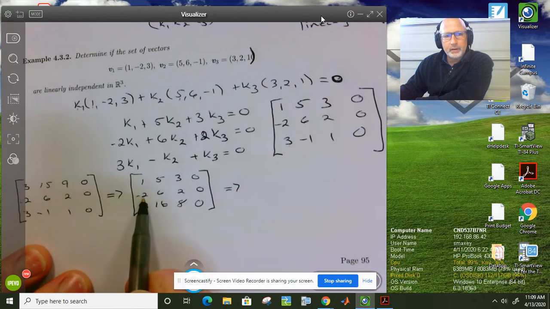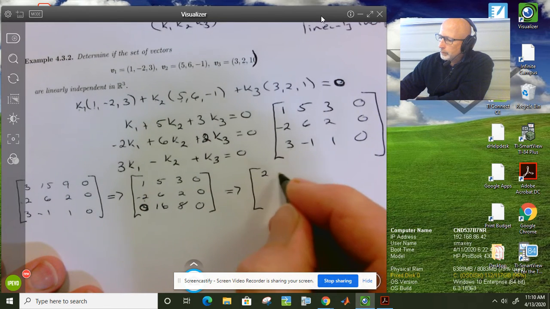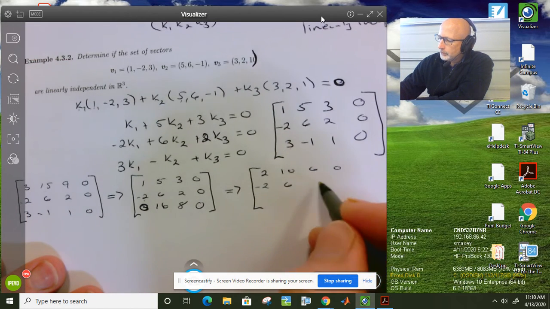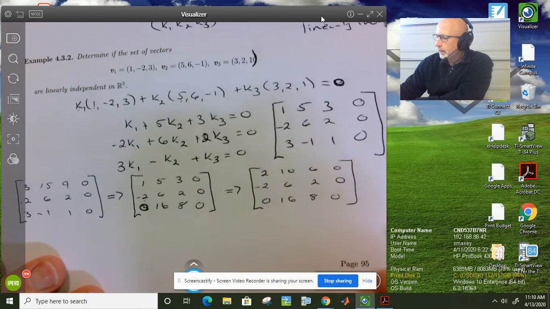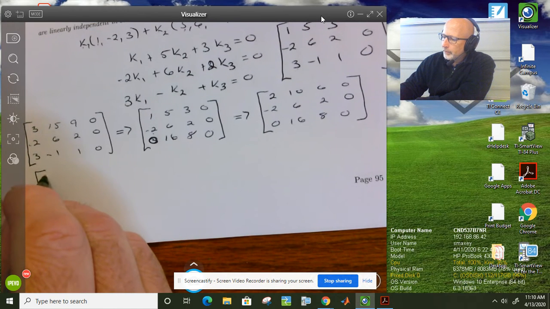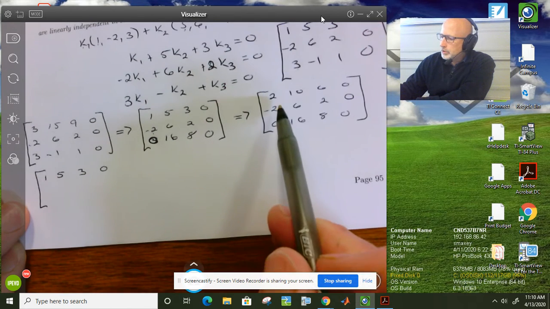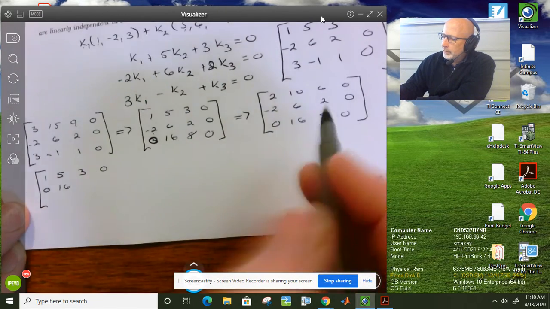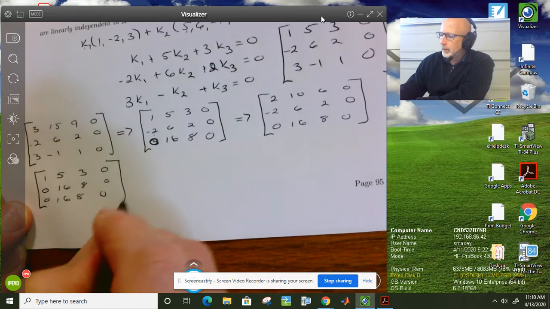Then I'm going to get rid of this negative 2. So I'm going to multiply the top by 2. So I have 2, 10, 6, 0. Negative 2, 6, 2, 0. Then 0, 16, 8, 0. Add row 1 and row 2 together. And in doing so, once again I'm changing the top back to the original, 1, 5, 3, 0. And then 2 plus a negative 2 gives me 0. 10 plus 6 gives me 16. 6 plus 2 gives me 8. 0, 0, 16, 8, 0. And there we have that.